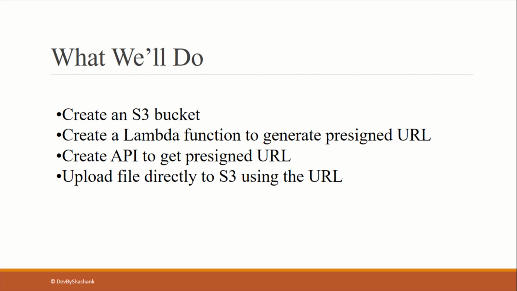In this video, we'll create an S3 bucket, then we'll create a Lambda function that will generate a presigned URL, then we'll create an API that will invoke that Lambda to get the presigned URL, and then we'll upload a file directly to S3 using that presigned URL.